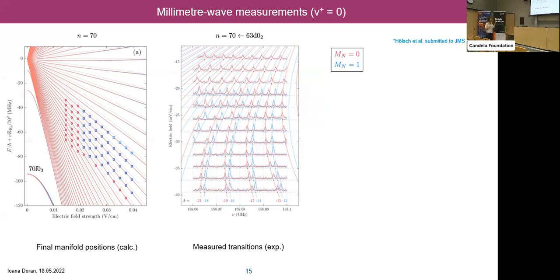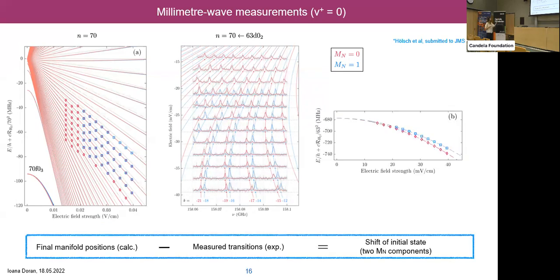And so the way we can use this information is to subtract the measured transition frequencies from the very accurately, or we hope very accurately, calculated final manifold positions. And this will then reconstruct the behavior of the initial state. So this I show you on the right-hand side, and you can see that the red and the blue, so the Mn equals 0 and 1 substates, both obey polynomial behavior, and they go to the same energy at 0 field, which is expected because they are degenerate in that case.